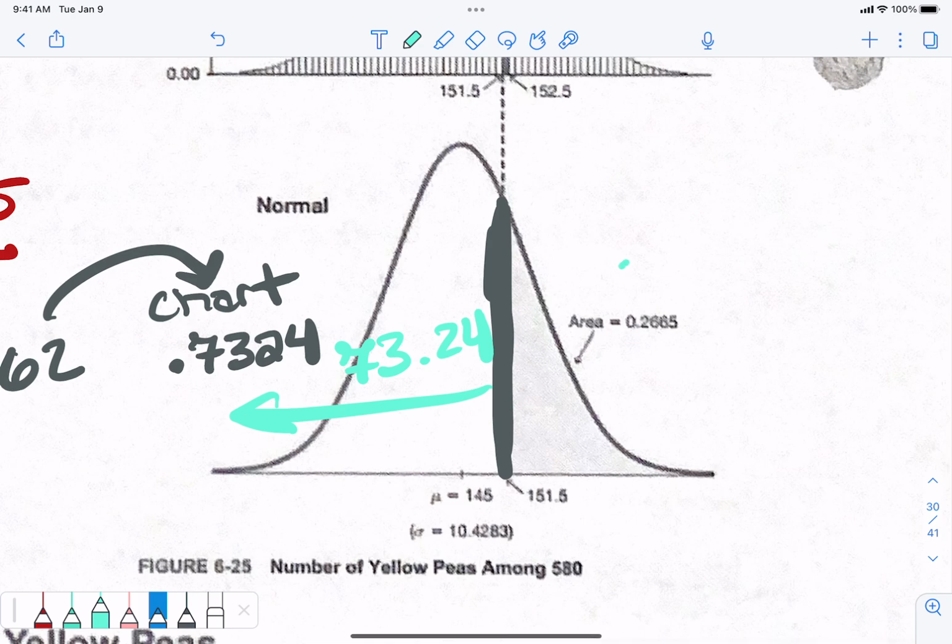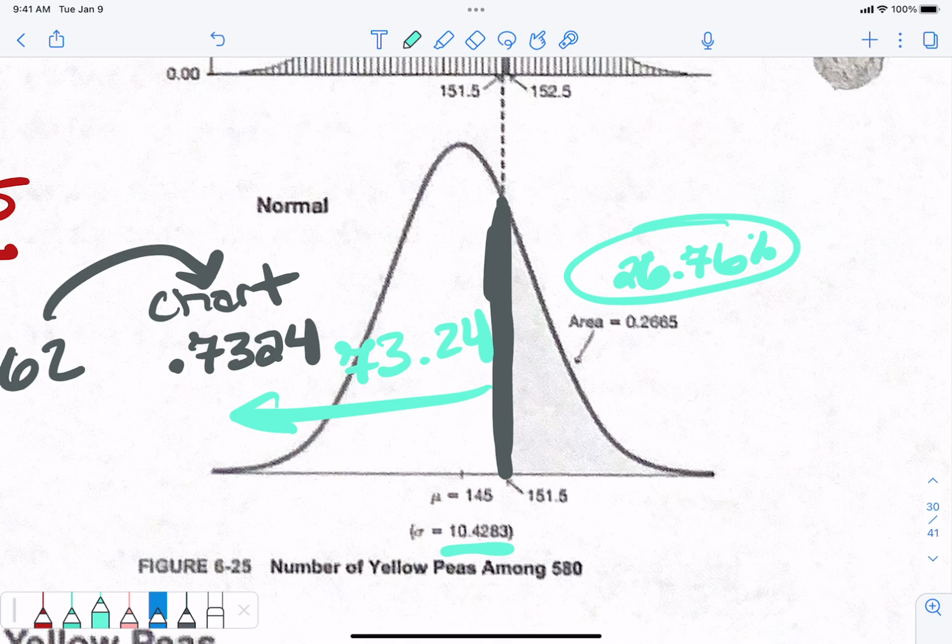I just want 26.76. That's not what they got. 26.76, that's what we're going with. Theirs is slightly different than ours because they use the full decimal for standard deviation. We rounded ours off as 10.43. So that's the only difference. So 26.76% is the chances of me getting 152 or more chickpeas that are yellow.